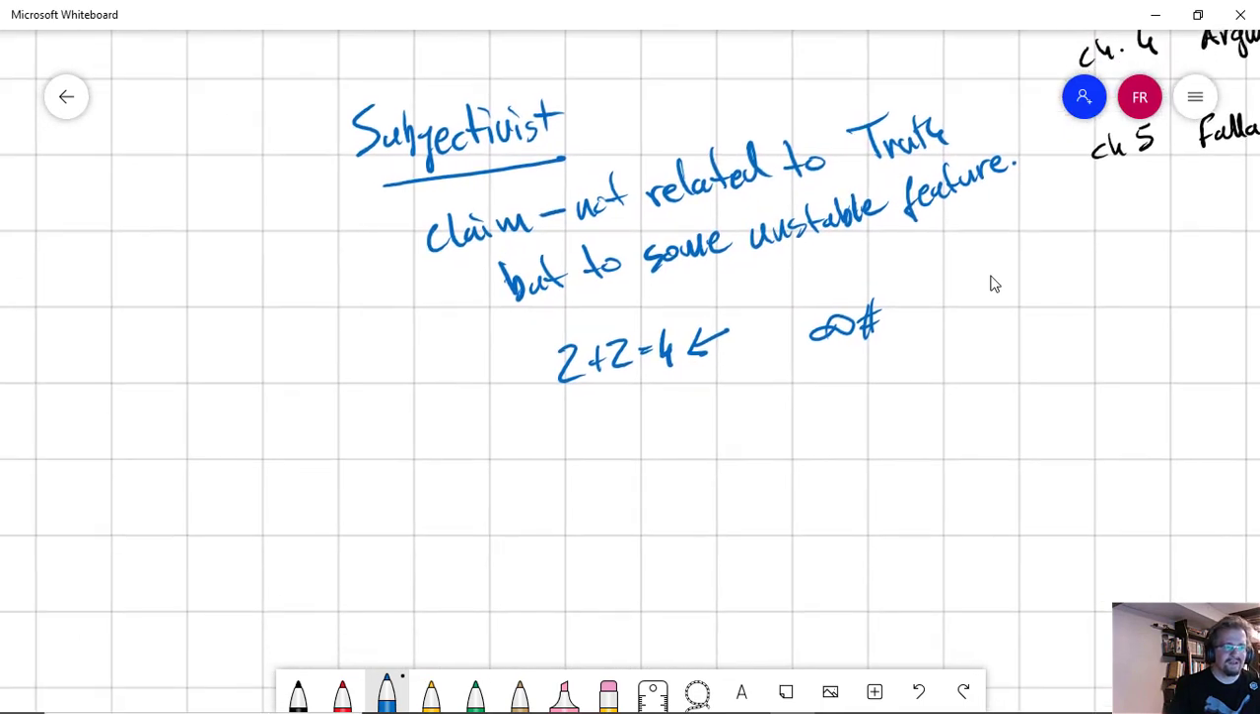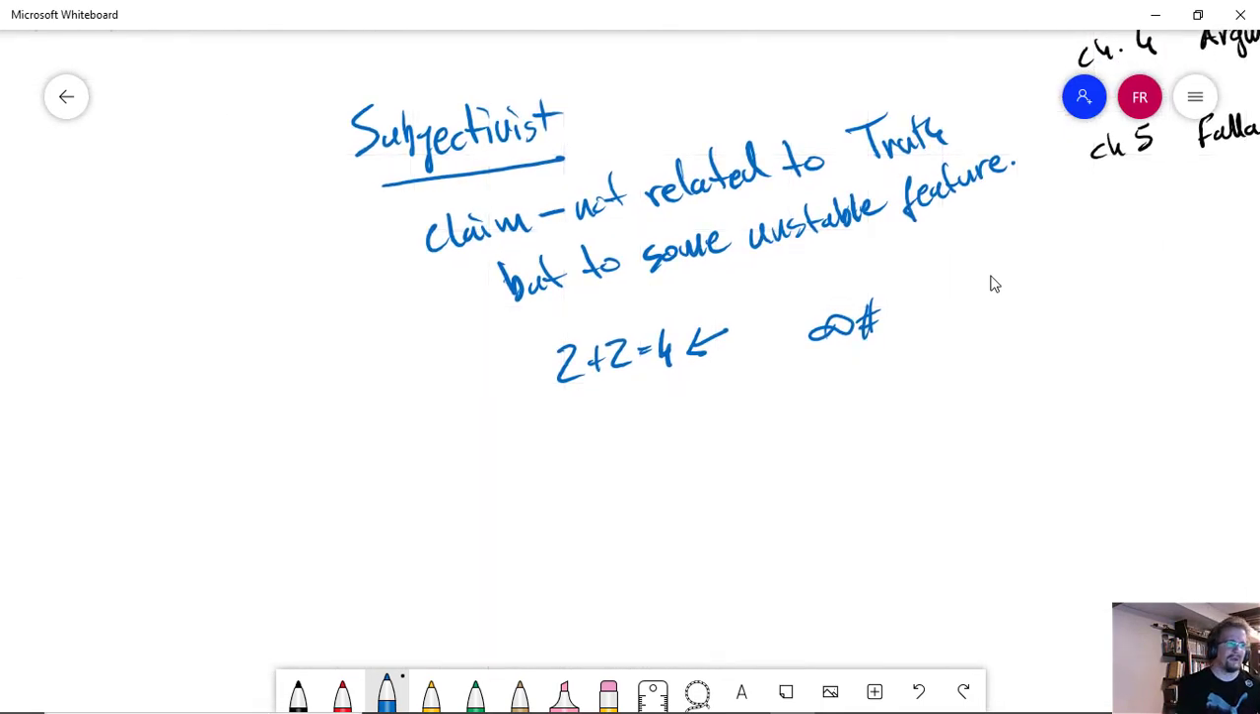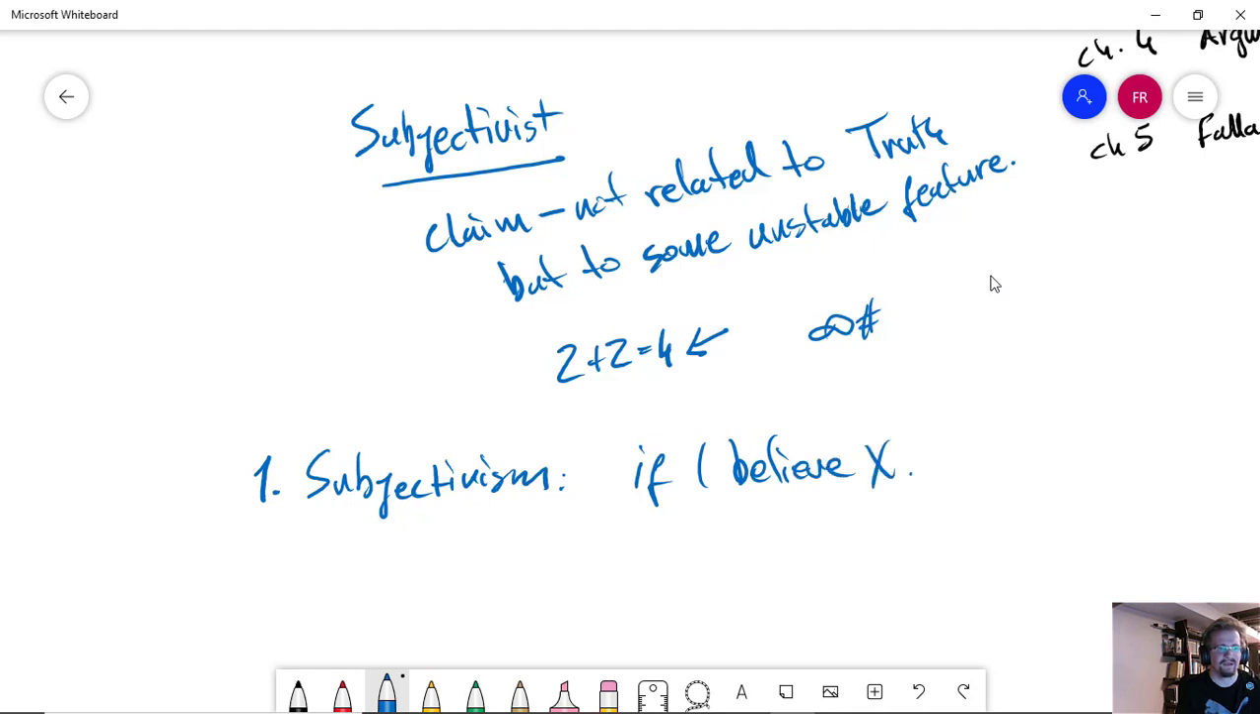The book gives us 4 subjectivist fallacies, and one is subjectivism. The idea of subjectivism is something like, because I believe it, it must be true. Let's say, if I believe X, X is true. As soon as you see this, you think, that doesn't sound quite right. People can believe all sorts of rather funny things. Now, in logic, you might not be thinking about the implications of what a statement like this really does.